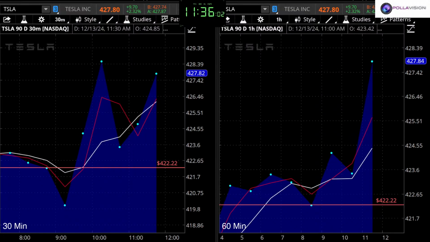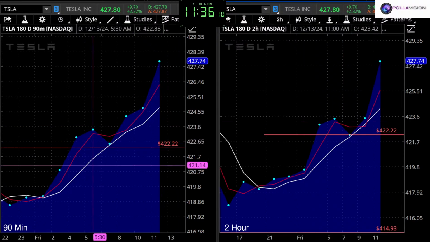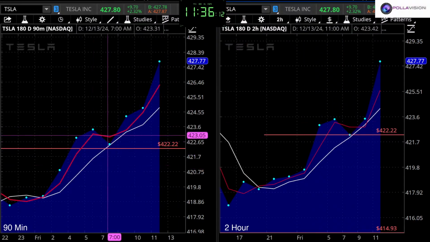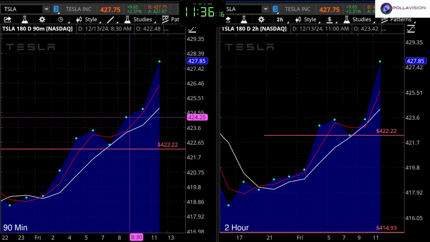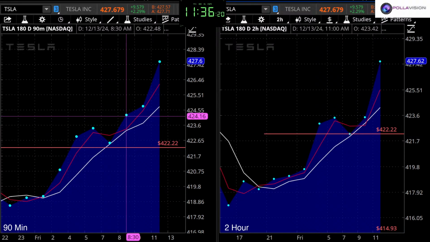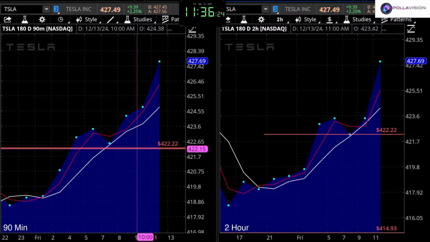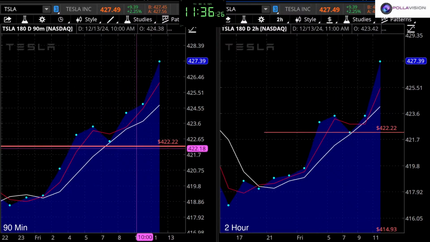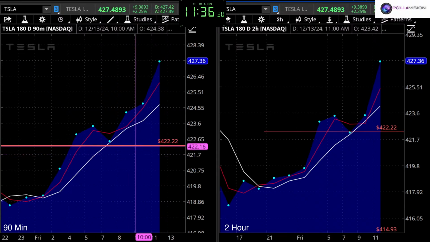If we look at the 90-minute and the 2-hour, we had a correction. This is interesting. We had a correction at 7, and the direction was already determined by 8:30. And this took out this high, but when it opened, the volatility took it down to here, and then it immediately got here and here. So all these guys got stuck.